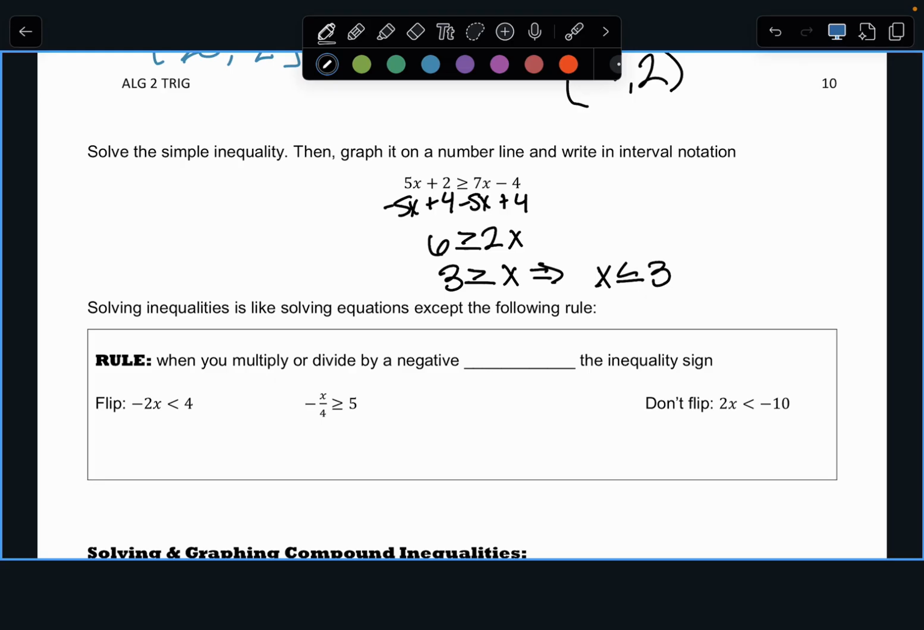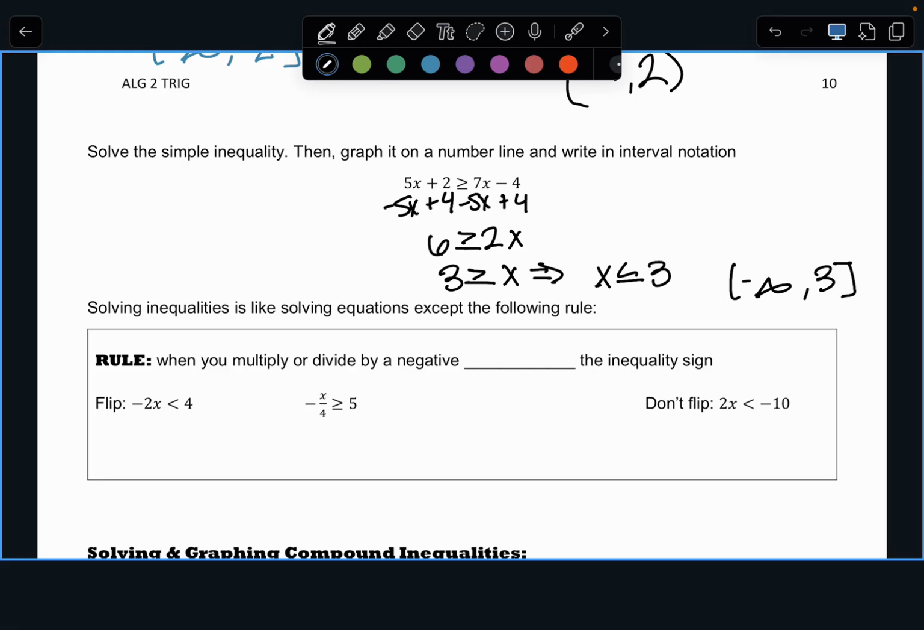So that means 3 is an answer, 2 is an answer, 0 is an answer, anything less than 3, or this interval. Remember, for equations, we only had one answer. Now we have an infinite number of answers that we represent as an interval.